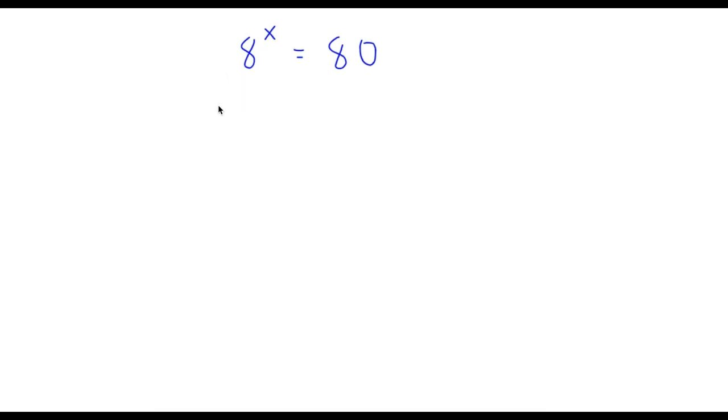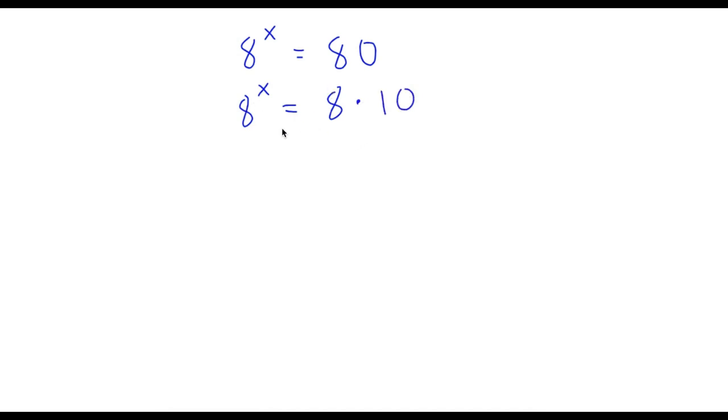In today's video, I'm going to be teaching you guys how to solve this exponential equation. So we have 8 to the power of x is equal to 80. Now, the first thing I'm going to do is rewrite 80 as 8 times 10. So we have 8 to the power of x is equal to 8 times 10.